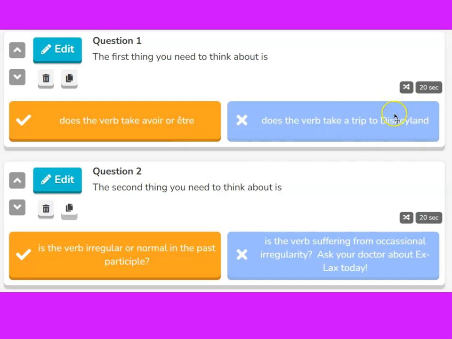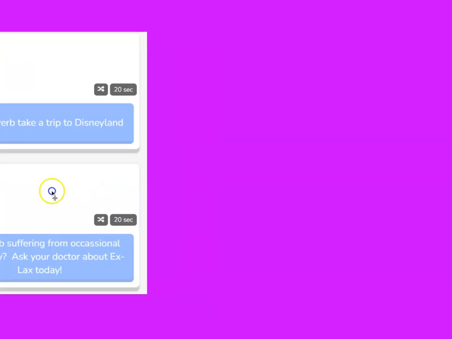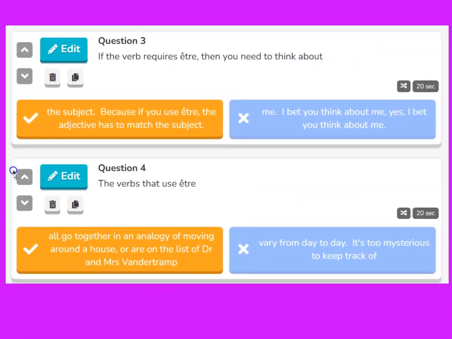So this is just a joke. They'll get the easy point here. That's fine. That's not the issue. The issue is I want them to remember, does the verb take avoir, être? I want them to think about, is the verb irregular or normal? What's the next thing I do? Okay, so that's just the metacognition I want them to have. And here's another one for that same thing.